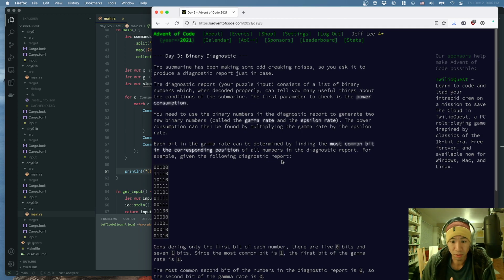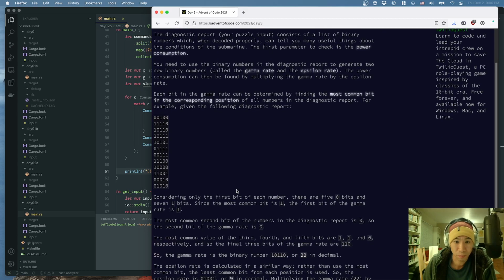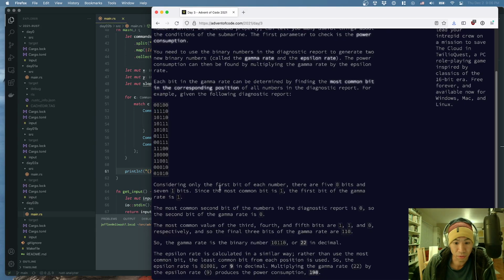Each bit in the gamma rate can be determined by finding the most common bit in the corresponding position of all numbers in the diagnostic report. For example, given the following diagnostic report, so that's a big example right there. Considering only the first bit of each number, there are 5 bits 0. Okay, and by first bit, they mean the leftmost bit. And 7 1 bits. Since the most common bit is 1, the first bit of the gamma rate is 1.